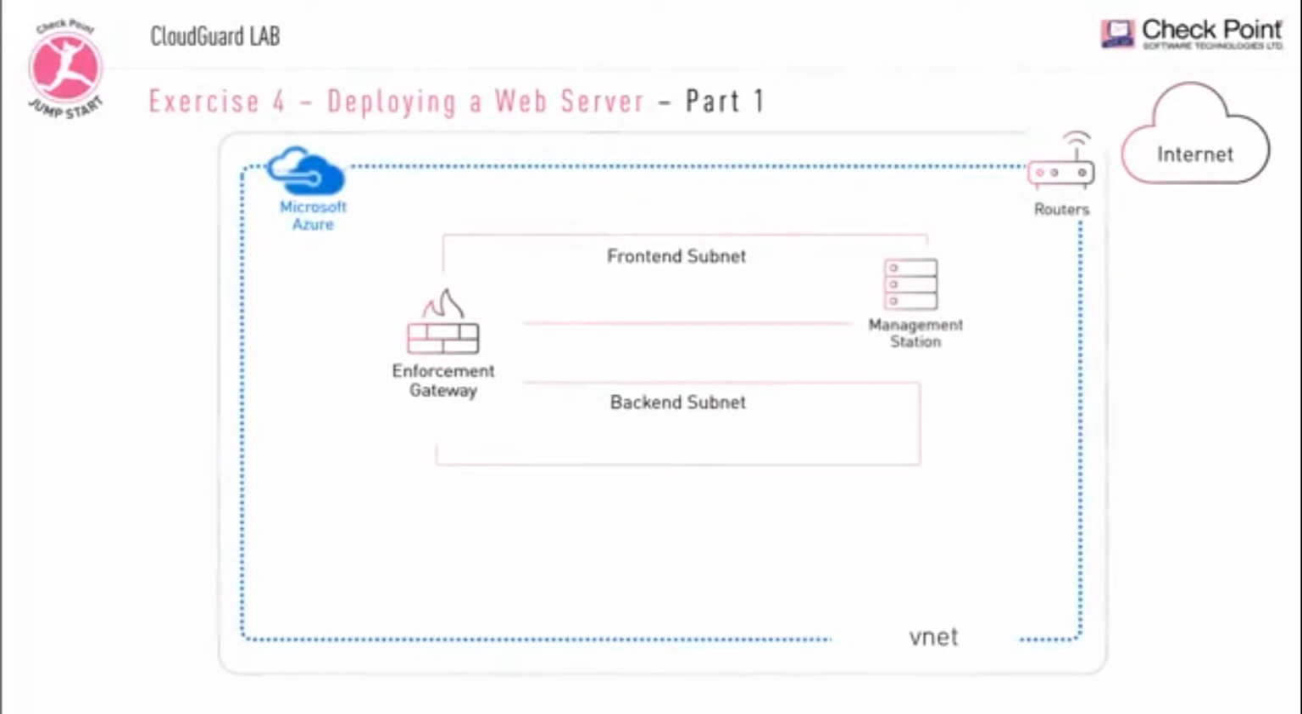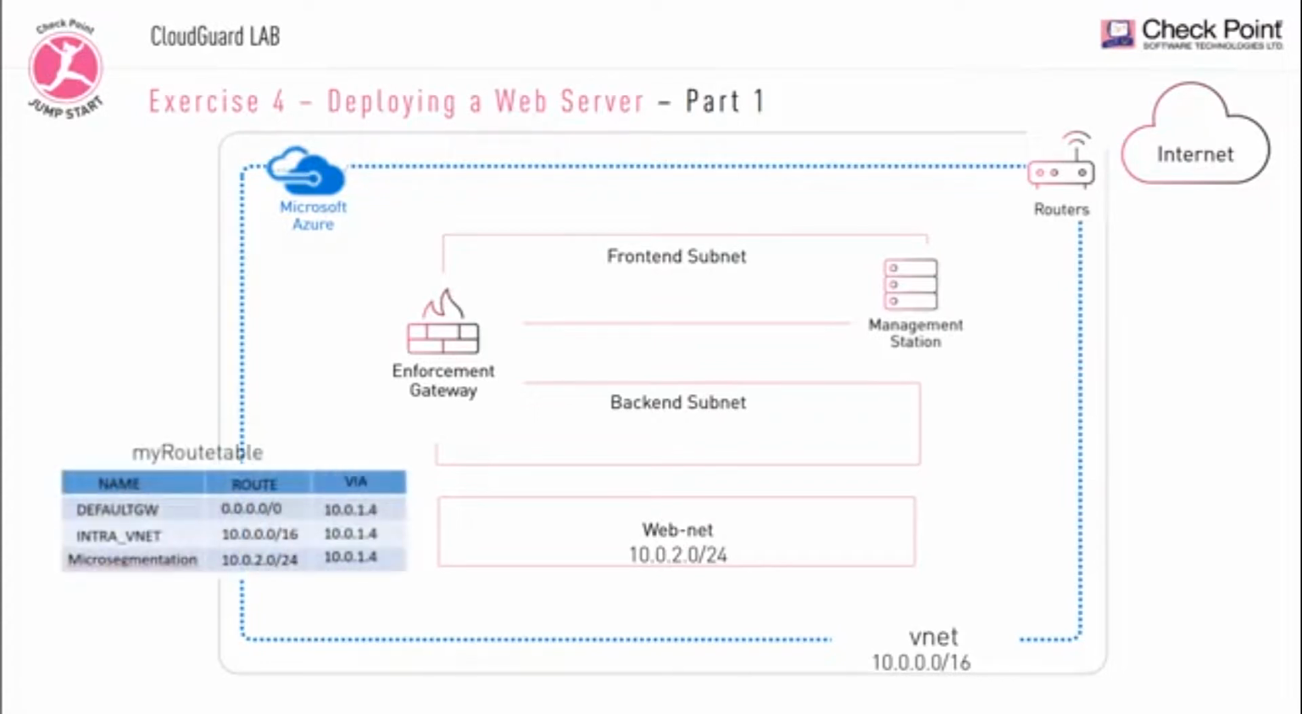Before exiting, let's recap once again. We created the third subnet called WebNet with a range of 10.0.2.0/24, which falls within my VNet VPC range. We created a routing table called my route table. We added 3 routes to this route table, which all point to the CloudGuard gateway, the virtual appliance.